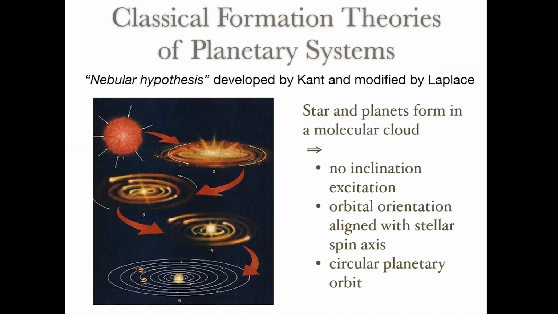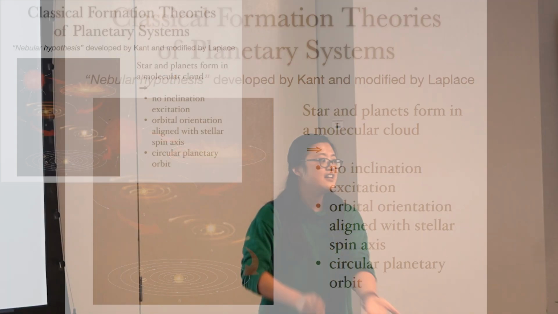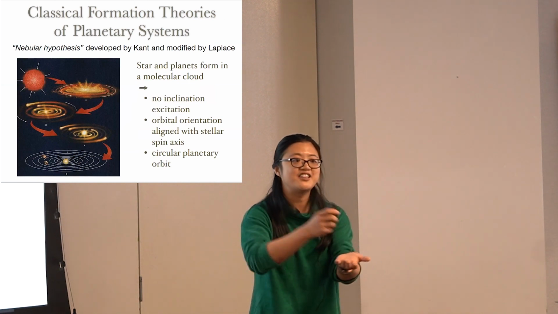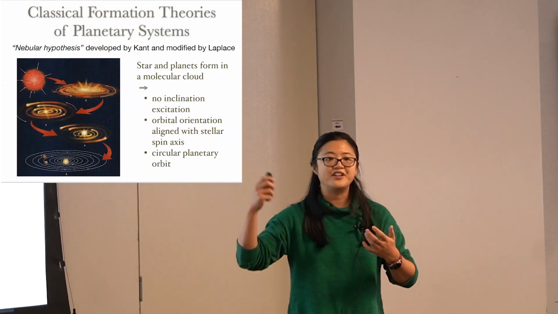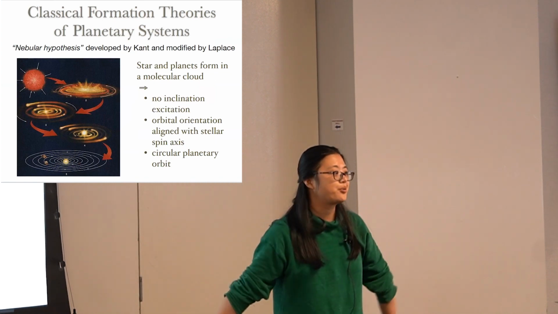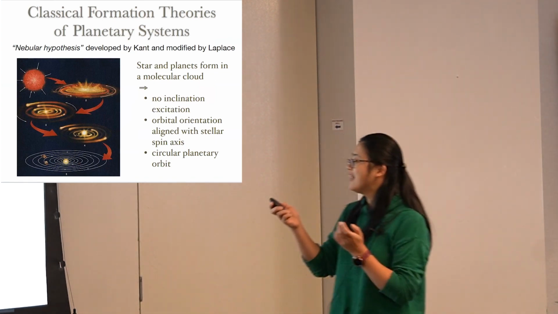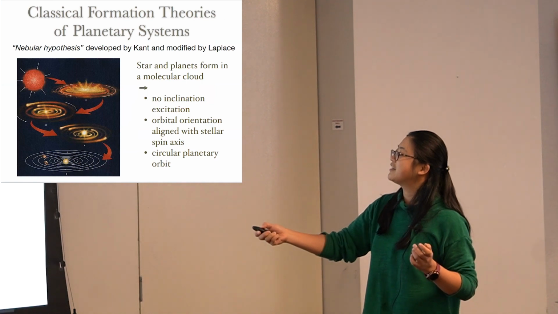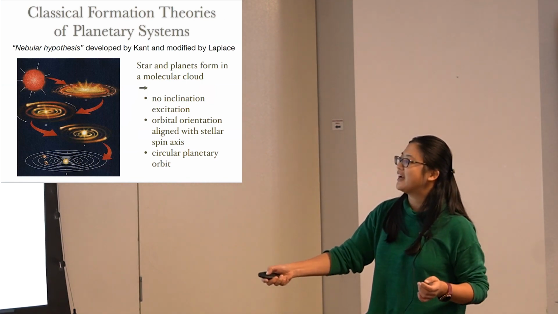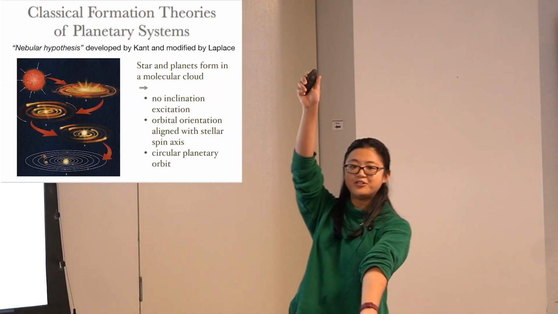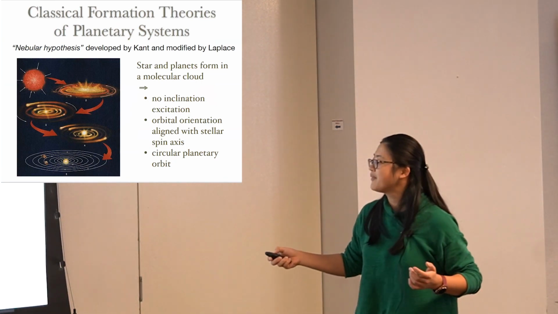Under this classical understanding, the whole planetary system and the star are formed from a giant molecular cloud, which collapses. As it collapses, it conserves angular momentum, so everything is orbiting in the preferred direction of the primordial giant molecular cloud. In this way, the stars and planets form as the molecular cloud collapses. There's no inclination excitation, no orbital tilt of the planetary orbits.